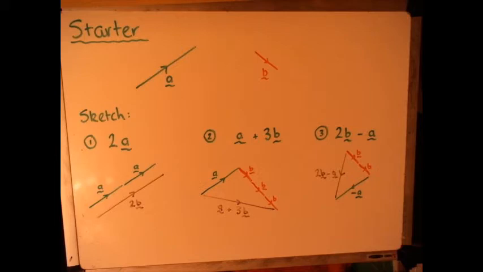And then a very similar thing for the last one, 2b minus a. Just simply draw 2b vectors, and then to take away an a vector, we need vector a going in the opposite direction. And again, our new vector just joins our start point to our end point with an arrowhead to show what way it's going.